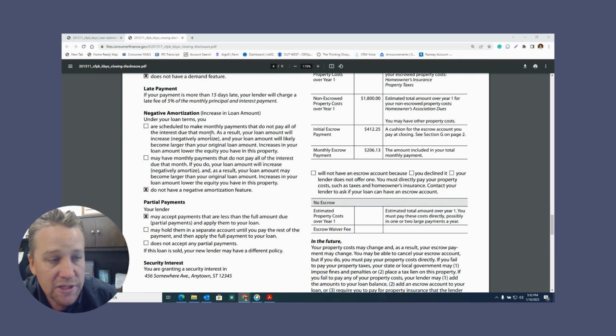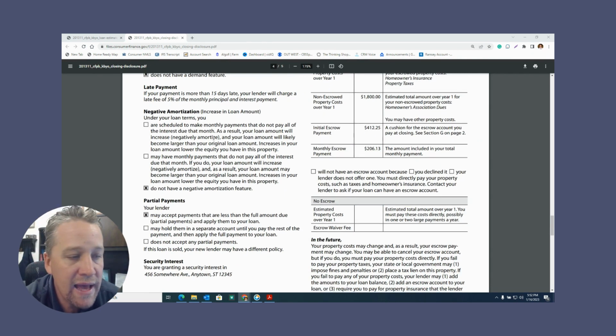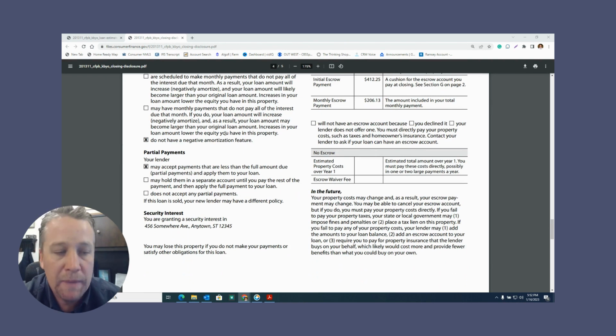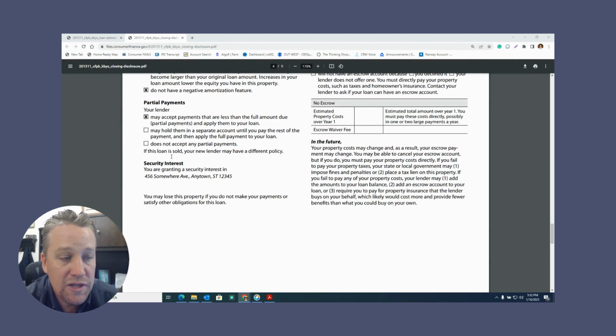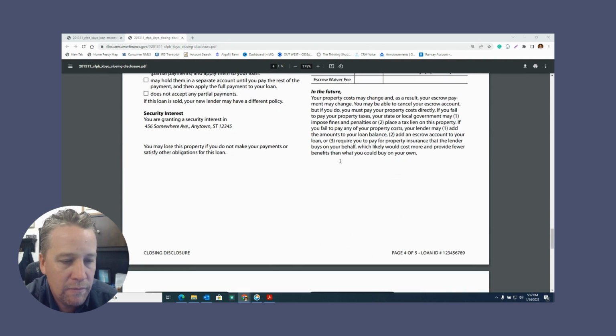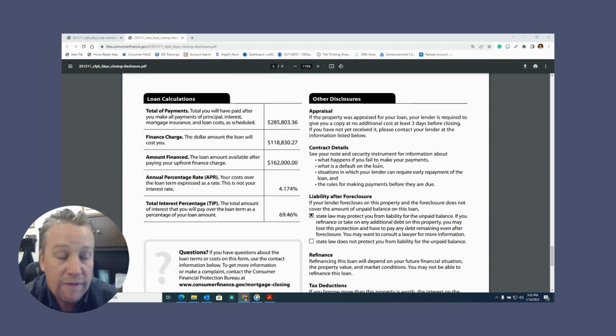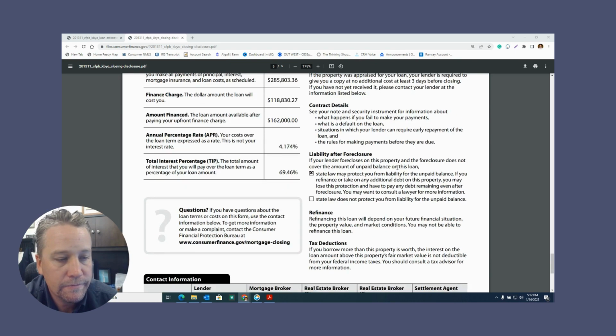You've got negative amortization. So it's going to break down whether the loan has a negative amortization feature. Most loans are not going to have that. And then whether you can make partial payments on your loan. It also talks about where the security interest is, where to make your payments, and keeping the property maintained. You have a breakdown here of total payments. So it'll show you the total payments over the life of the loan versus the finance charge based on the amount you've financed, and what the total amount of interest you'll pay over the entire life of the loan if you keep it the full 30 years.